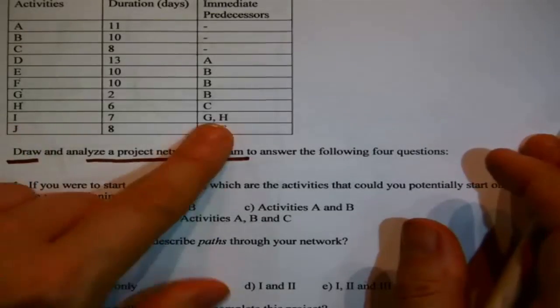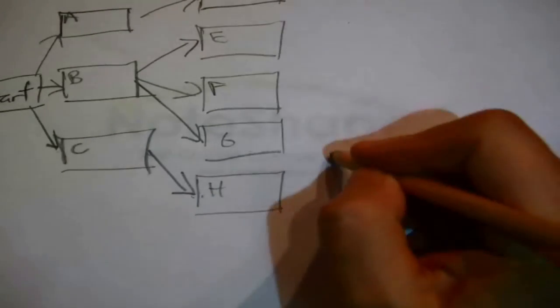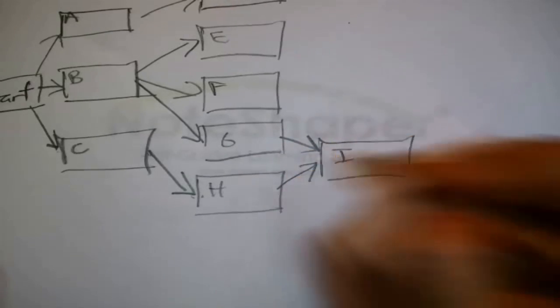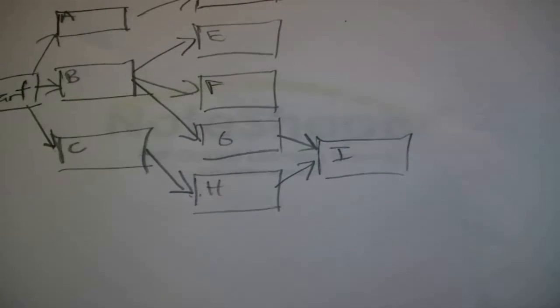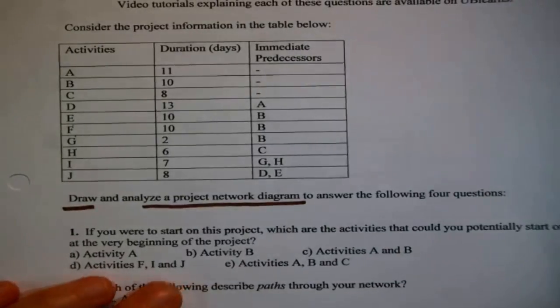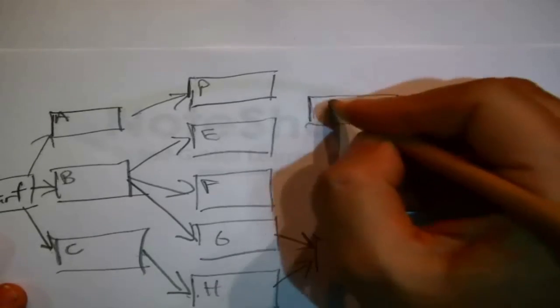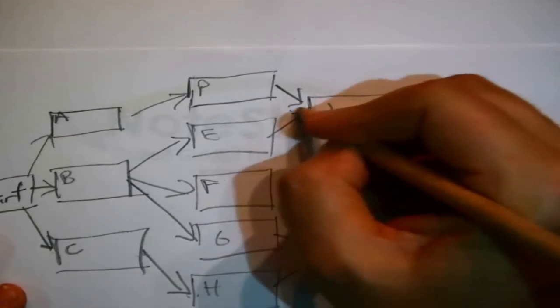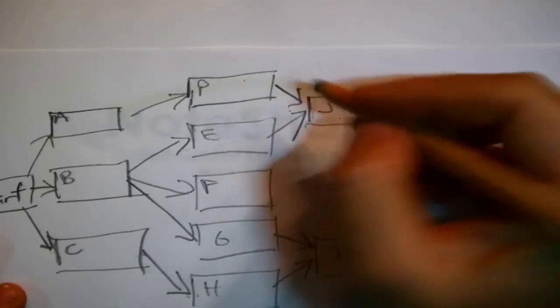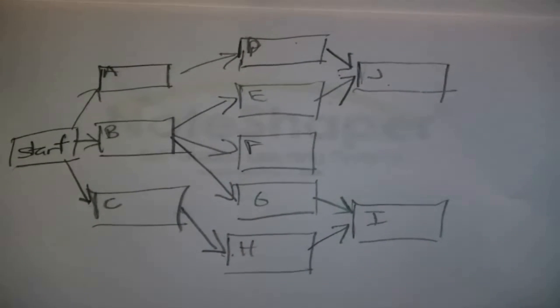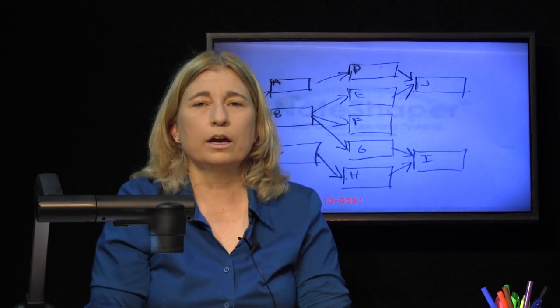I only have two left. I has G and H as immediate predecessors. So wherever I draw I, it has to be connected to G and H. Here's I, connected to G, connected to H. And J has D and E as immediate predecessors. I could put it here. That worked out well. And then just connect it to D and E. You say, oh, okay, so you're done with the network because you're done with the list. We are done with the network.